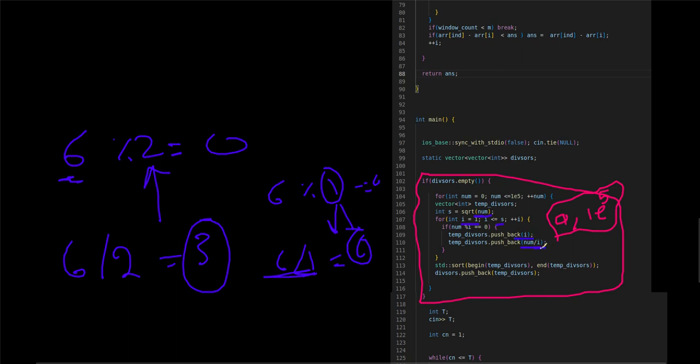So we push i and num divided by i, and the time complexity for this calculation is 10 to the power 5 multiplied by square root of 10 to the power 5, and we calculate this only once, and we pass it to every test case later on.